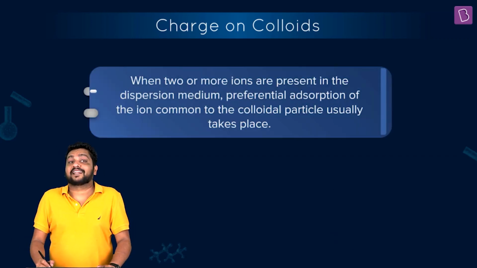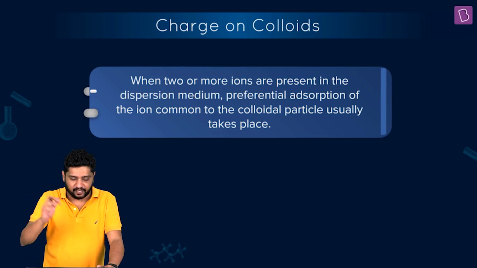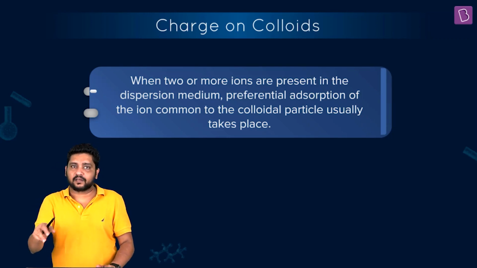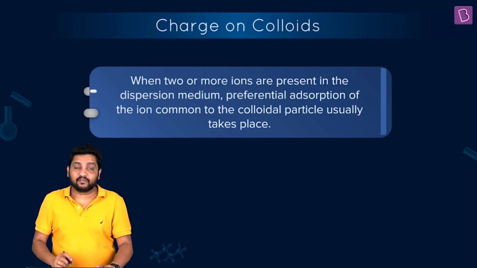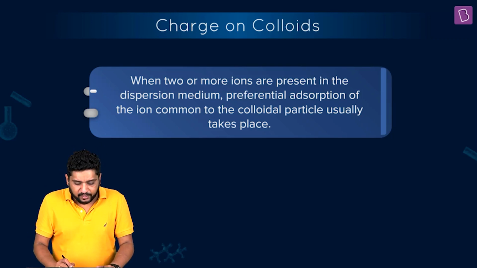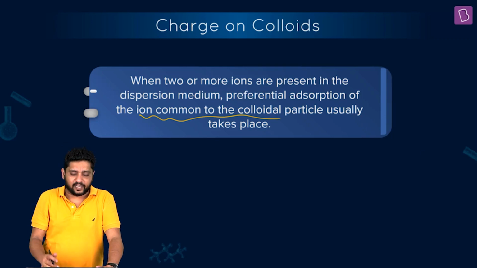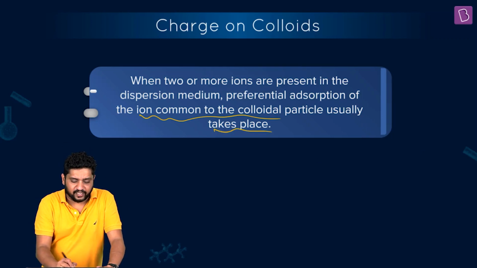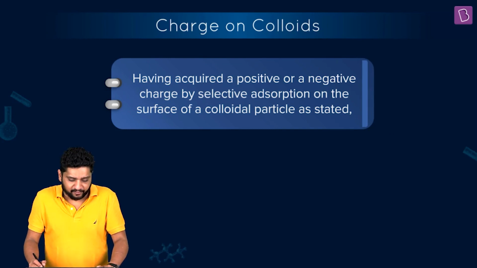This is the topic that we are coming to, right? When two or more ions are present in the dispersion medium, what we see is preferential adsorption. Dispersion medium and dispersed phase, I'm sure you know: whatever is forming the colloid is your dispersed phase, and your dispersion medium is that in which you are making your colloid, right? So preferential adsorption of the ion common to the colloidal substance is what usually takes place, and this leads to what you call an electric double layer. We'll come to that.